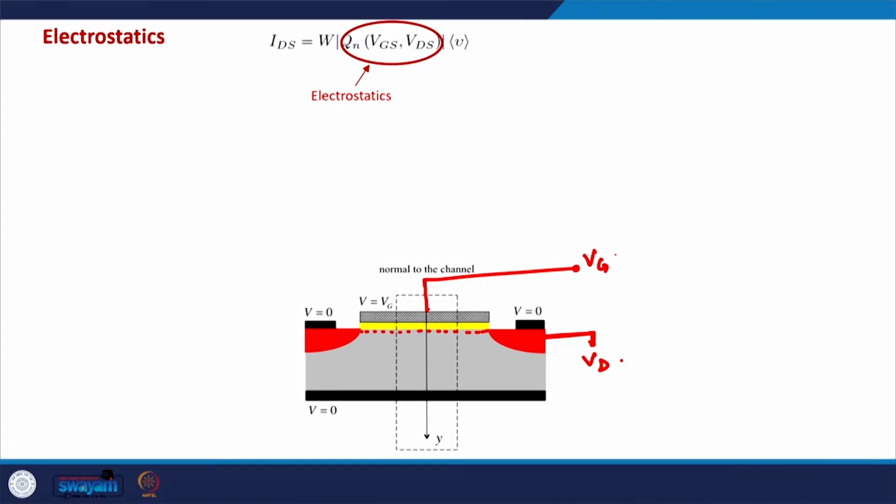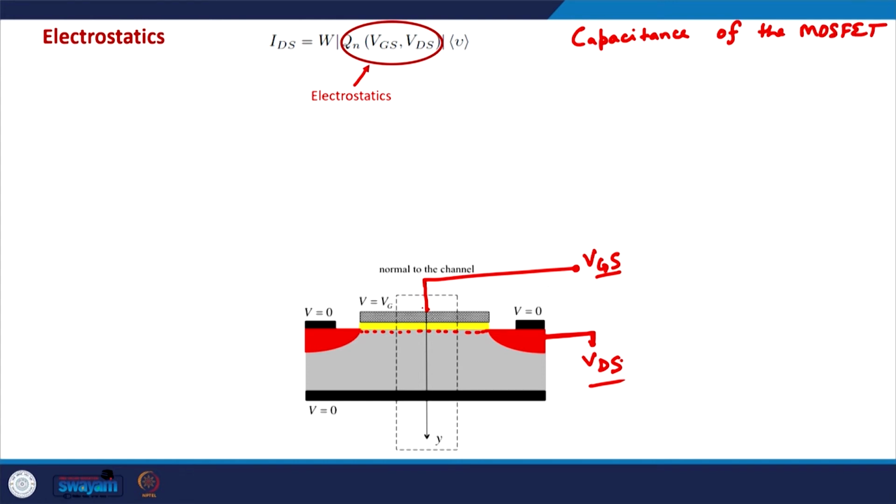So, as a function of these two applied voltages, or more generally they are written as VGS and VDS, we will try to see what is the charge in the device as a function of these voltages. And electrostatics is not only confined to just studying the charge, there are many more concepts that also come into picture, and one is the capacitance of the device.